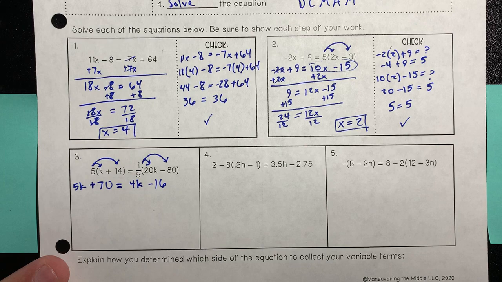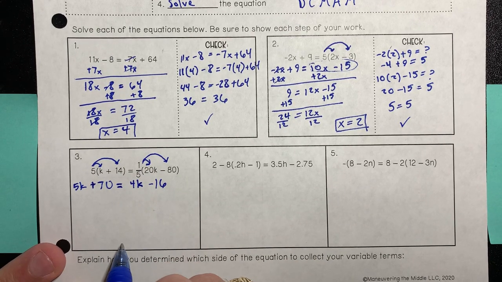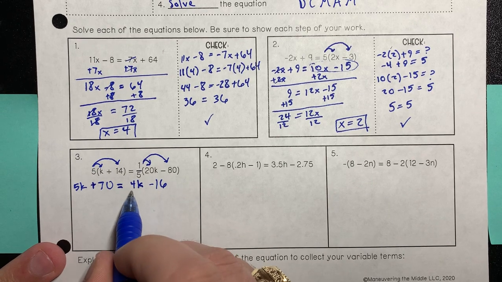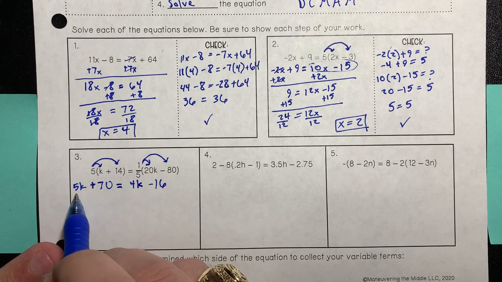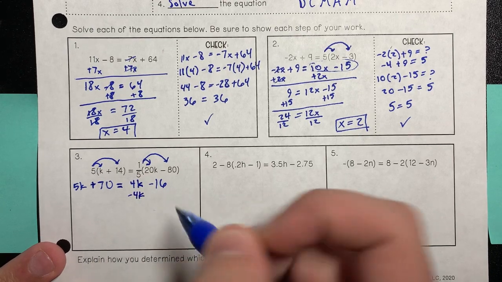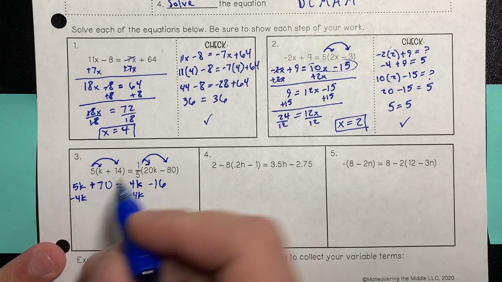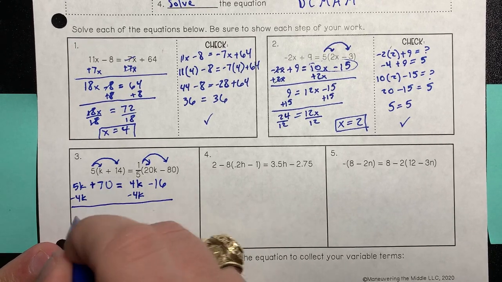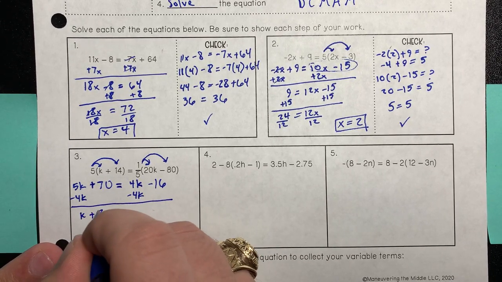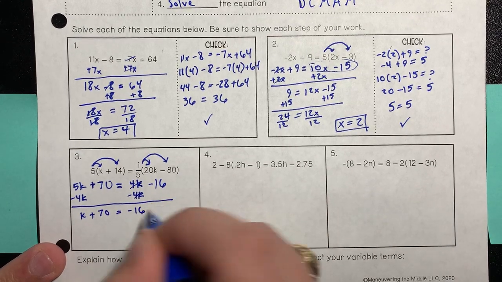Next would be to move the variables. Well, I see that both are positive this time, so I don't have to get rid of any negative signs, but I see that this 4k is smaller than 5k. So what I'm going to do here is take a negative 4k and get rid of that on that side. And do the same thing over here, which will give me k plus 70 equals, those cancel out, negative 16.